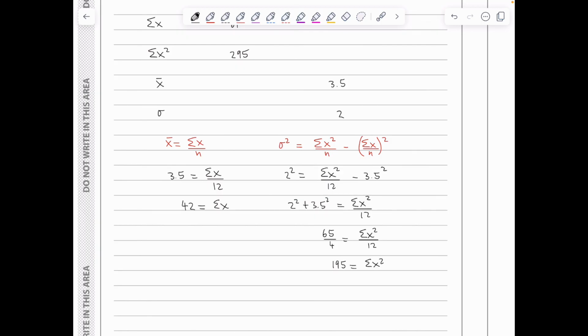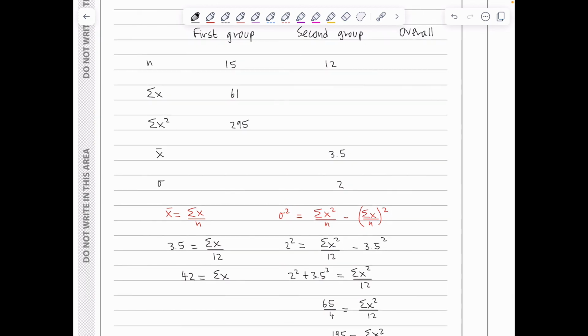This means I can go back to my table here. For sigma x, we had 42 for the second group, and for sigma x squared, we had 195. So for the overall, the combination of the two samples, we have 27 students. The sum of the x's is simply 61 plus 42, which gives me 103. And the sum of the x squares is 295 plus 195, which gives an answer of 490. And these are the values I will use to find the overall mean and the overall standard deviation.